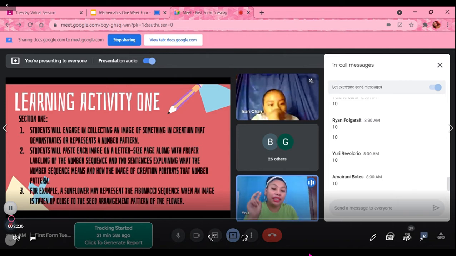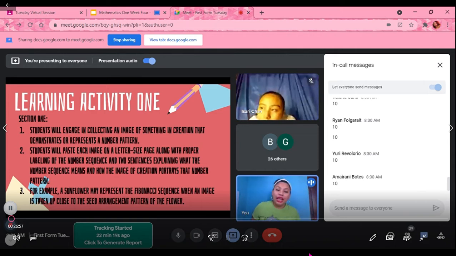So this assignment has two parts, right? This is the first one that I have posted. It's called Week 4 Learning Activity 1. And the first section says students will engage in collecting an image. So I want one picture of something in creation that demonstrates or represents a number pattern.